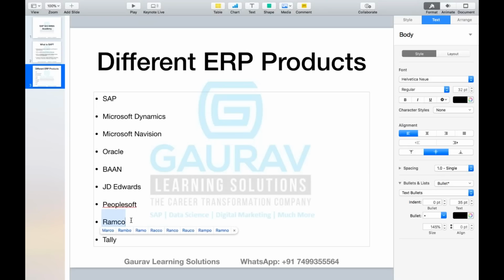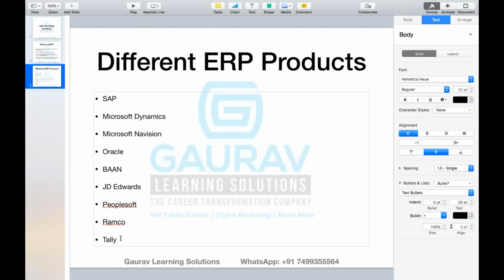Ramco again is a small scale ERP product. Most of the smaller scale industries, if they want to go for ERPs, go for Ramco. And Tally, although they say Tally as ERP, is very strong in terms of accounting and finance, but when it comes to the other departments, it is not that strong.